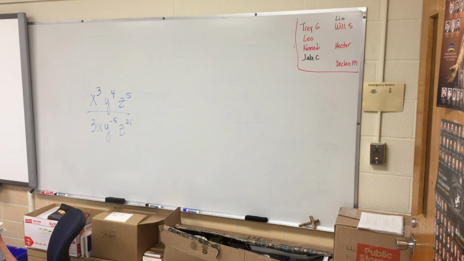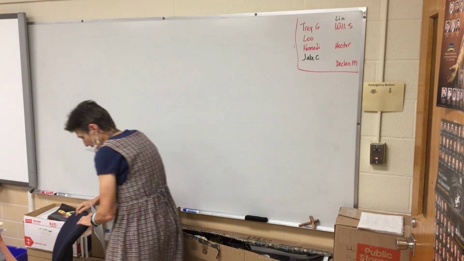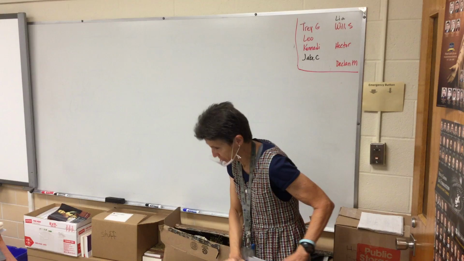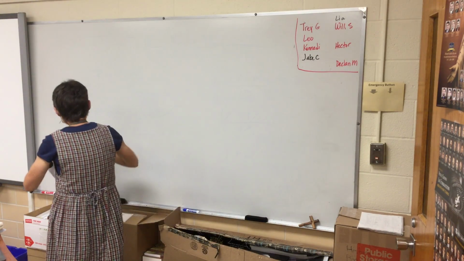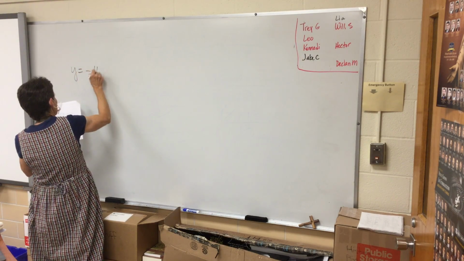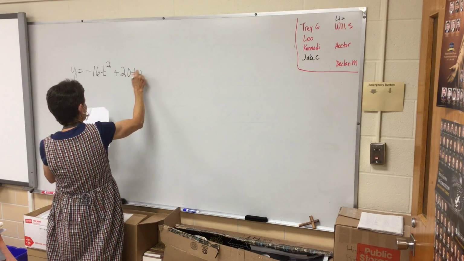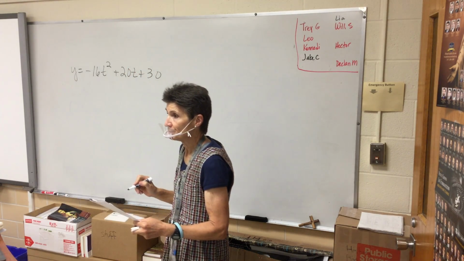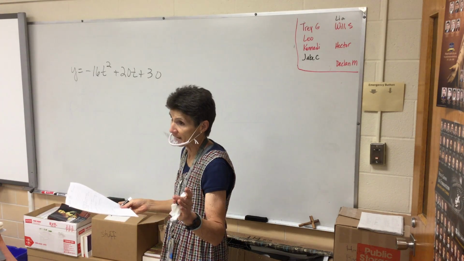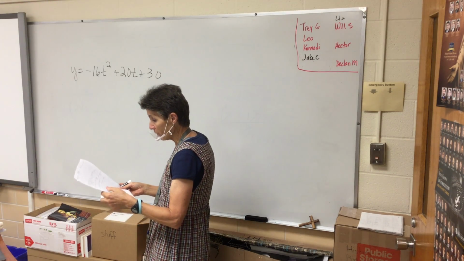So we were doing this projectile motion problem, and we had gotten our equation written. That's the first question you're going to have to answer: what is the equation for your problem? So we had come up with y equals negative 16t squared plus 20t plus 30. That's part A, right? We had that done. Now for part B, it says, when does the ball hit the ground?